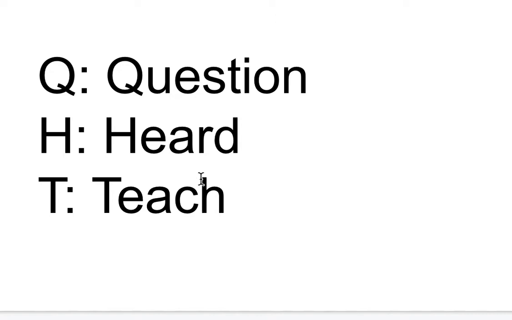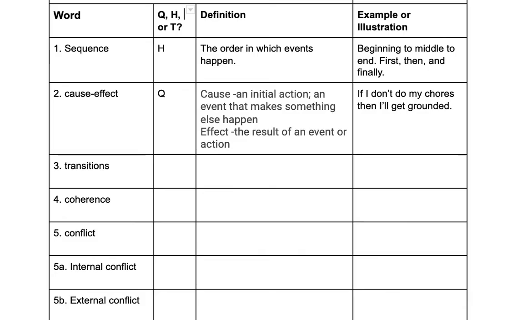You know it so well that you can teach it to a friend or teach it to the class if a teacher asked. I'm going to go through the first 3 words here and fill in a Q, H, or a T. Transitions, I know what transitions means, so I'm going to label that with a T. Coherence, I've heard this word, but I'm not quite sure if I can explain the definition, so I'm going to put an H. And conflict, I don't know what a conflict is, so I'm going to put a Q.